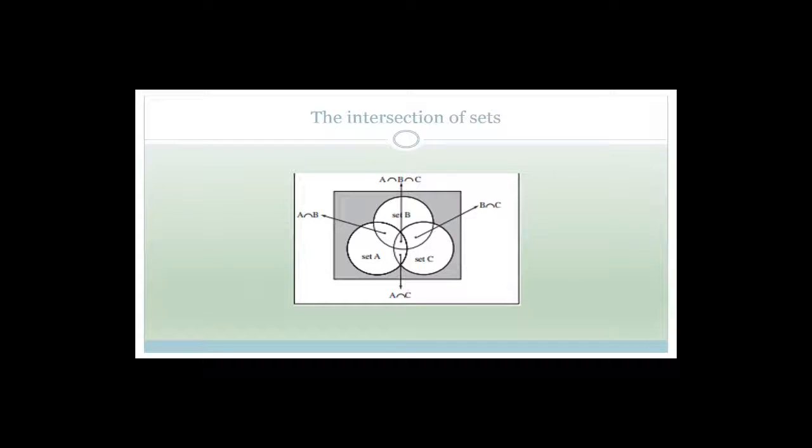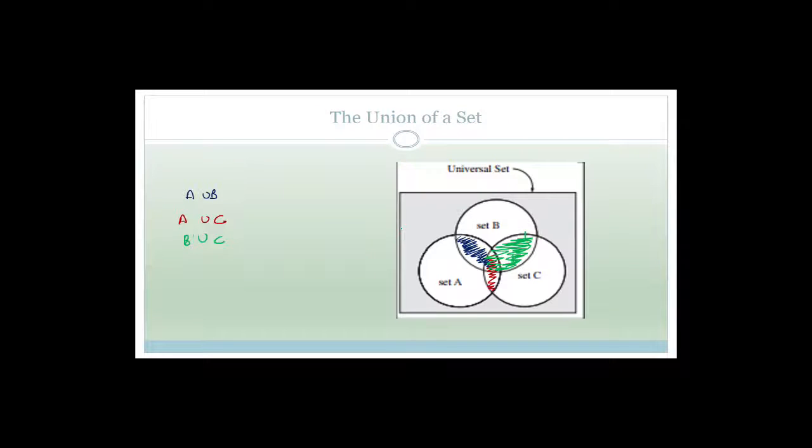Right, now let's look at the intersection. The intersection is the bits which occur in A and B. So in other words, this bit here is the intersection of A and B. I just realized something, I made a mistake. Sorry guys, I made a mistake.